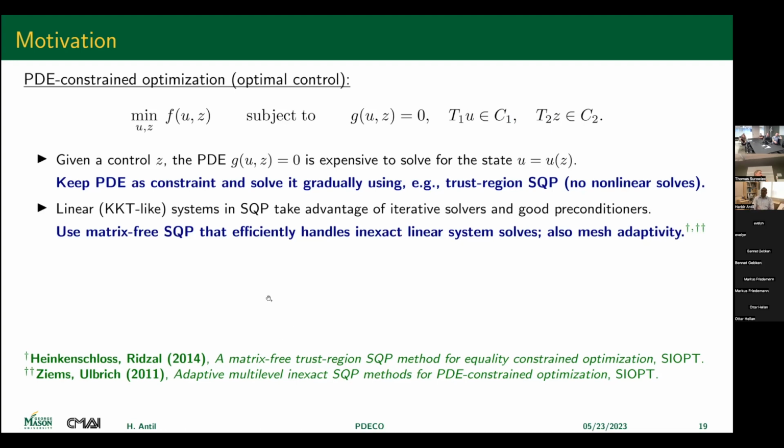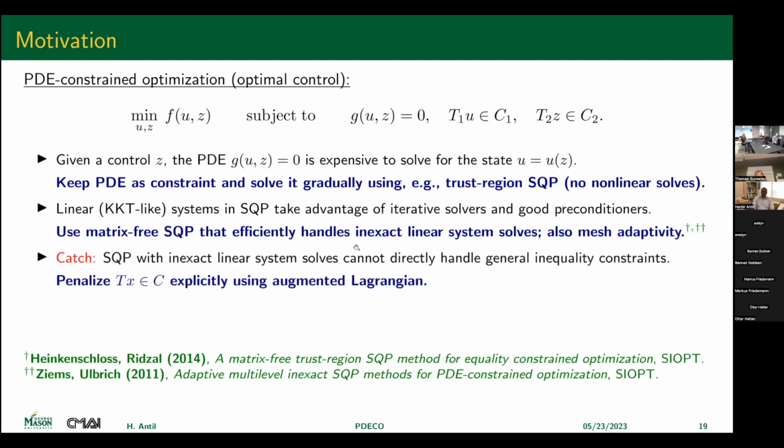In addition, we want to take advantage of appropriate preconditioners to do these subsolves during our inexact trust region SQP framework. The catch is that this framework has been traditionally used for equality constraints, and it works very well. But now we have additionally inequality constraints. So what we are proposing to do is to augment these inequality constraints using augmented Lagrangian.